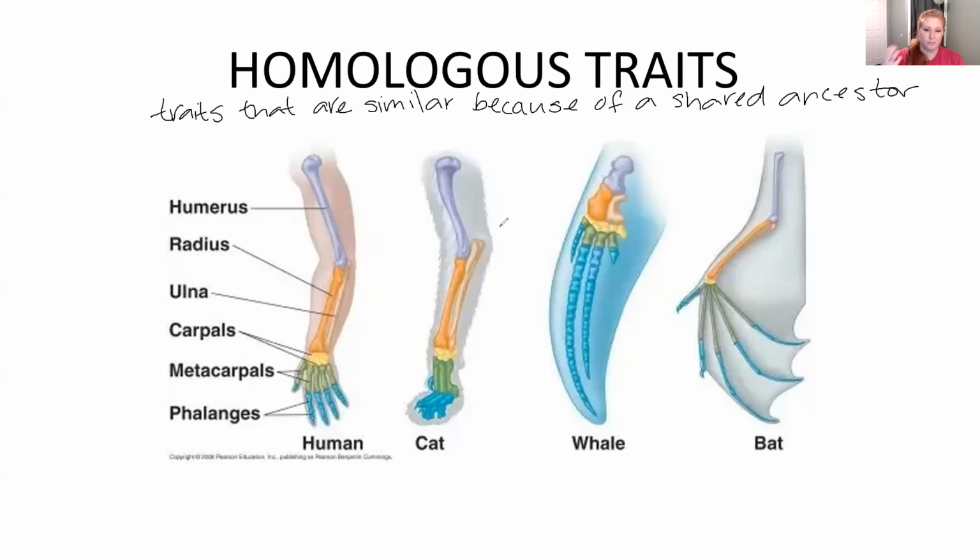So these are all mammals, and it's believed that because of these similarities, even though the uses for these appendages is very different, all of these organisms came from a common ancestor, and that's why we have the arrangement of bones that we do, okay?